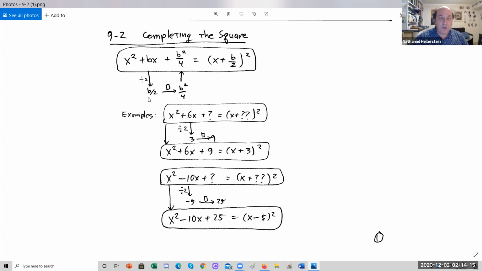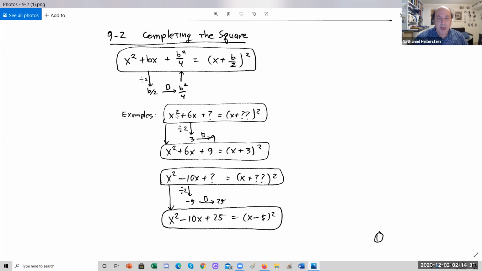Now, if you're just given b, what you do is what I call completing the square. You divide by 2 and get b over 2, which goes here. Square the result, that's b squared over 4, and that goes here. And that writes x squared plus bx plus a term equals the square of x plus another term. The expression on the left is called a completed square.